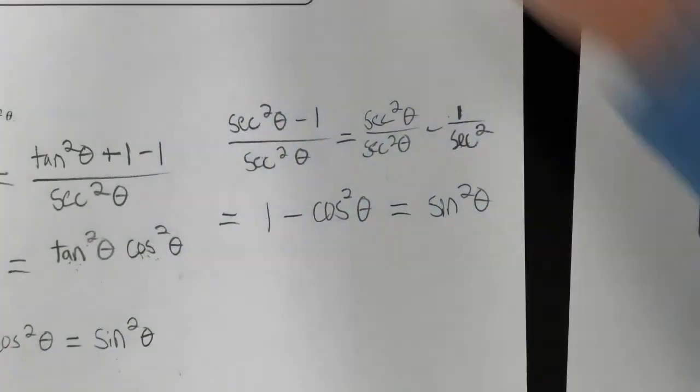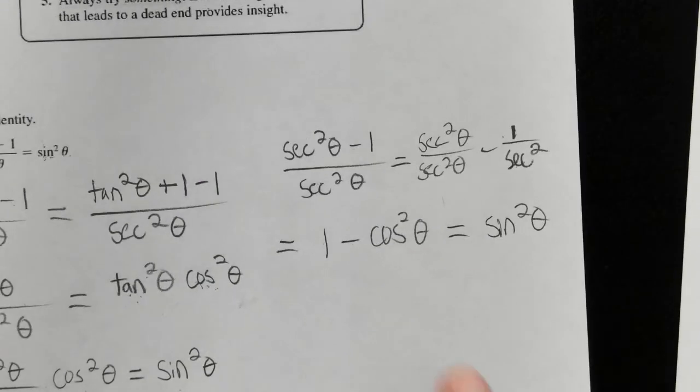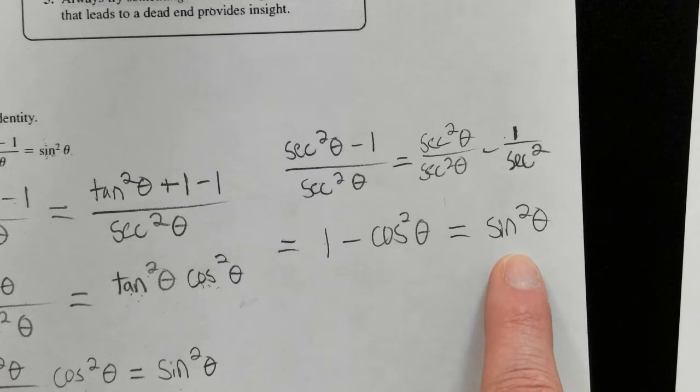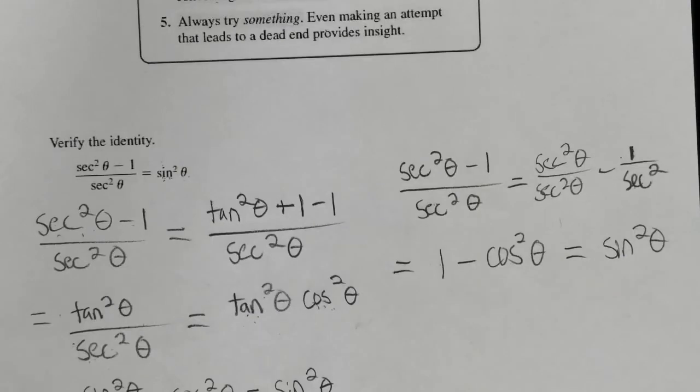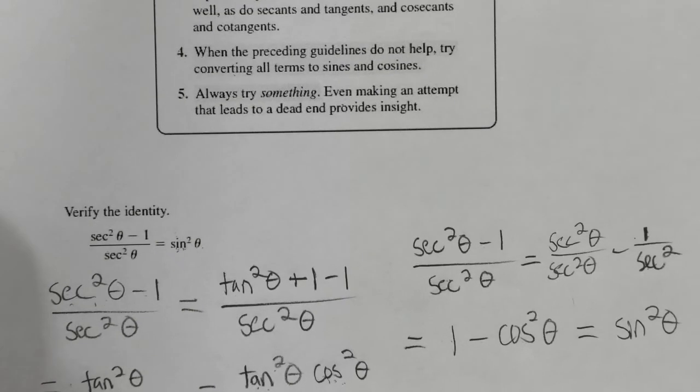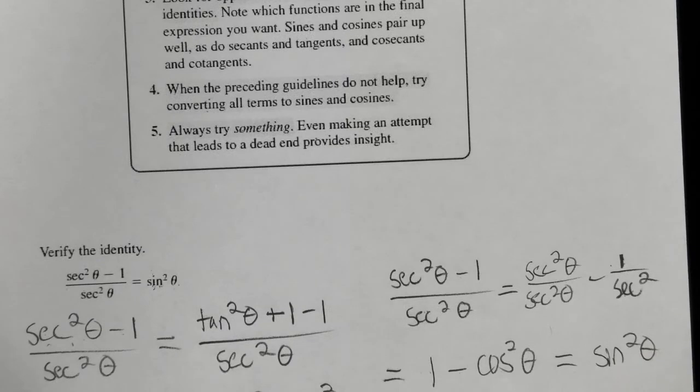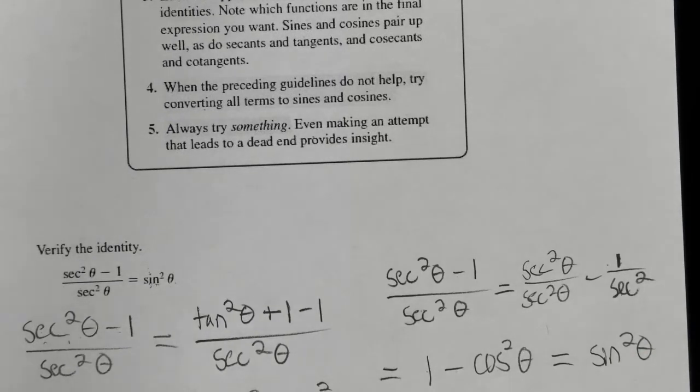So this is an alternate way of arriving at the same answer and verifying the identity. As a matter of fact, it's shorter than the first way that we did it. Like I say, a lot of these identities are going to have multiple ways that you can go through and find the answer. So the important thing is to keep these guidelines in front of you. Even if you go down a road that doesn't work, just backtrack and try a different route.